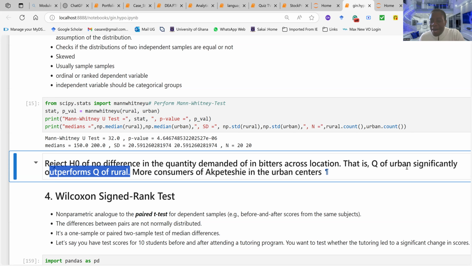So urban people significantly consume a lot more akpeteshie than rural folks. Okay, I put there that more consumers of akpeteshie are in the urban centers.